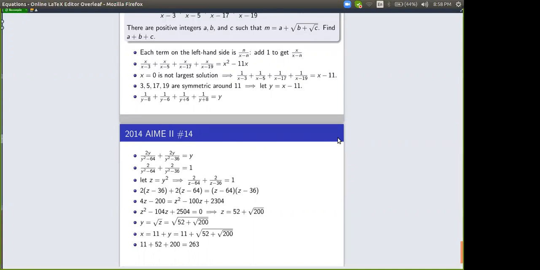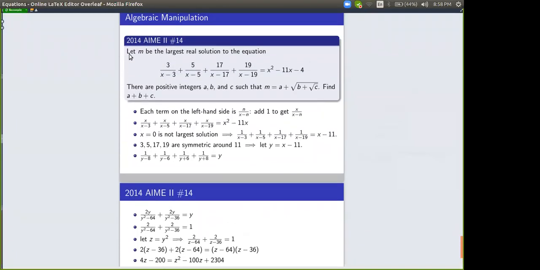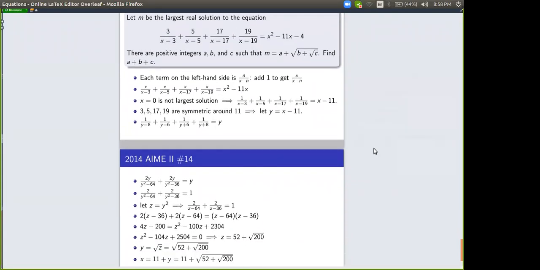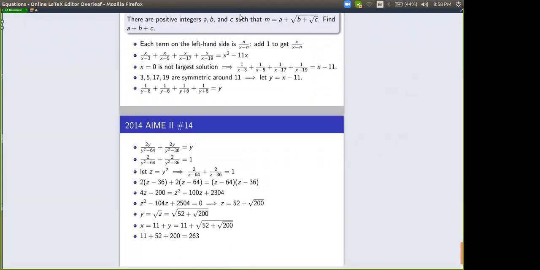Yep, there are multiple solutions to this. There should be 6, because it's a 6th-degree equation. Yeah, the solutions would be 0, 11, and 11 plus or minus the square root of 52 plus or minus the square root of 200. It said that in the problem statement. It might have been blocked a little bit. Yep, we want the largest real solution. Well, with this approach, it's not too hard to find all solutions. You can just change the pluses in our radicals to plus or minus, and the other two solutions are 0 and 11.